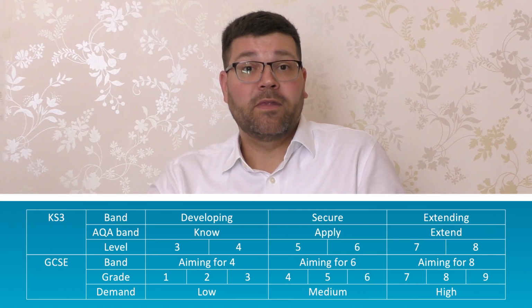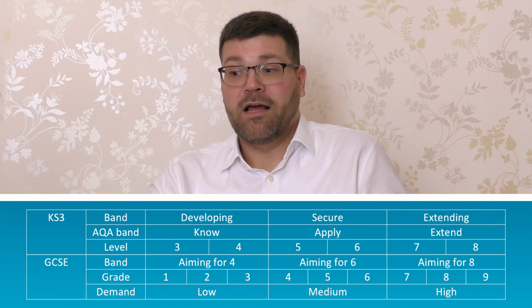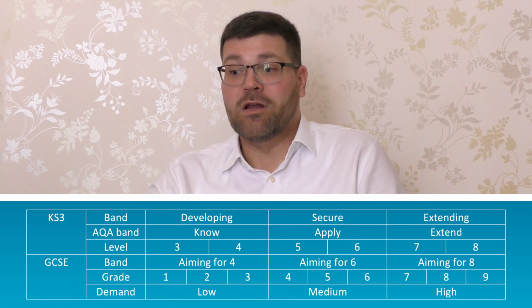For Key Stage 4, how this looks for when they get to the end of Key Stage 4, we again used a banding system. In Activate, we looked at those that were aiming for grade 4 as the first band, those aiming for grade 6 in the second band, and in the third band, those that were aiming for grade 8. This meant we could divide the grade 1 to 9 into 3 chunks, the first chunk being grades 1 to 3, the second grades 4 to 6, and the final grades 7 to 9.